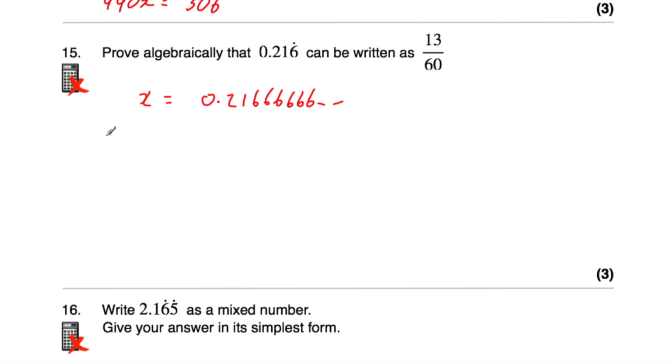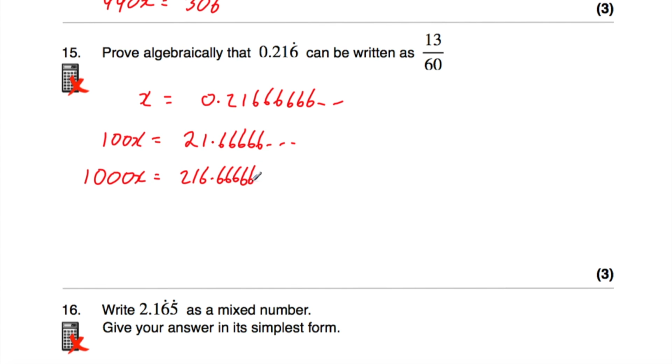Because if we multiply both of these numbers by 100, we get 100x is equal to, and if we move all the digits 2 columns to the left, 21.66666 and so on. So that's 100x. Now, if we go back up to our number x, we want another number that has that 66666 and so on after the decimal point. So instead of multiplying by 100 to get 21.66666, we could multiply by 1000, and that would be 1000x is equal to 216.66666 and so on.